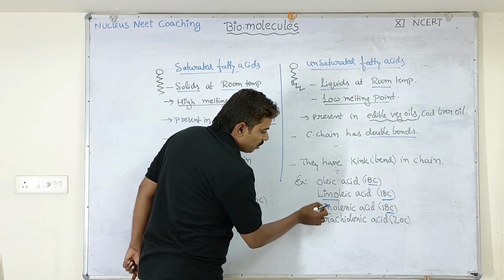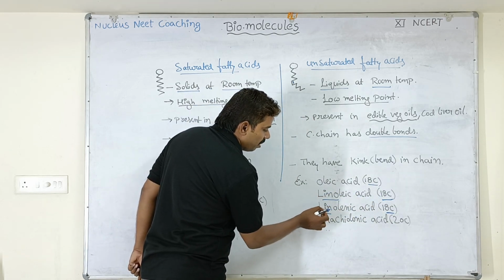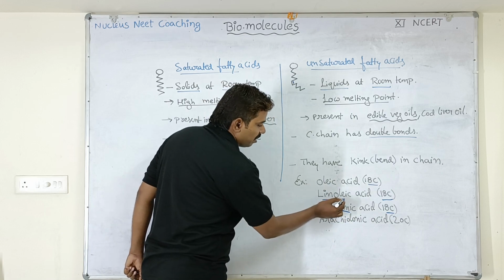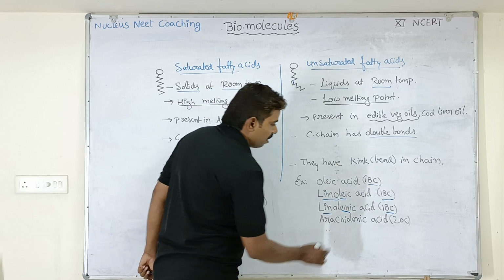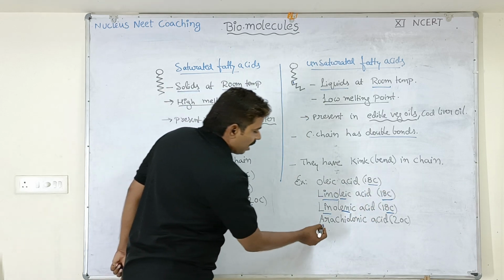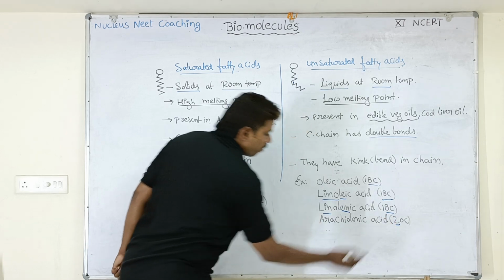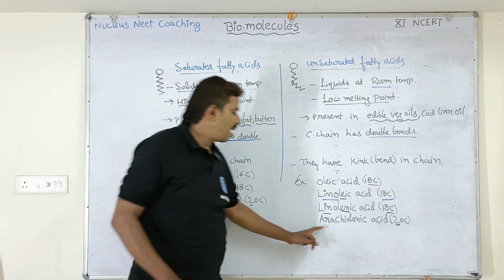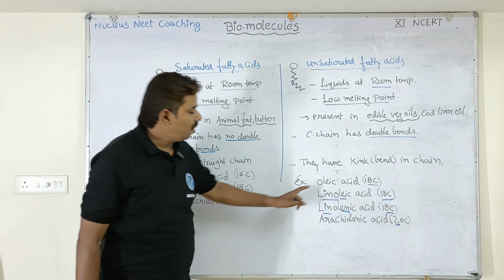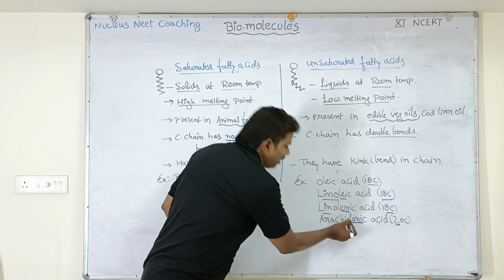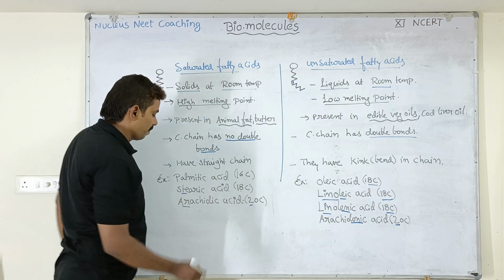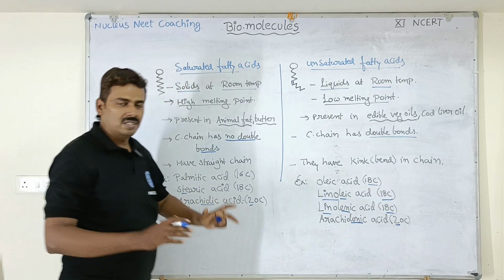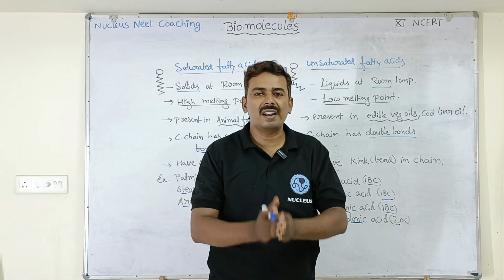There is a small difference between these fatty acids. This is linoleic, this is linolenic acid. That is the difference. Both are 18 carbon fatty acids. Next is arachidonic acid, a 20 carbon fatty acid. You should not confuse arachidic acid and arachidonic acid. Arachidonic acid is an unsaturated fatty acid. Arachidic acid is a saturated fatty acid. So this is the concept about saturated and unsaturated fatty acids.